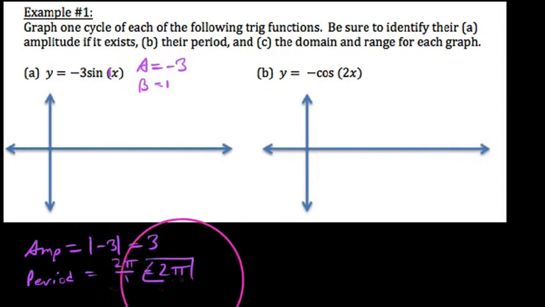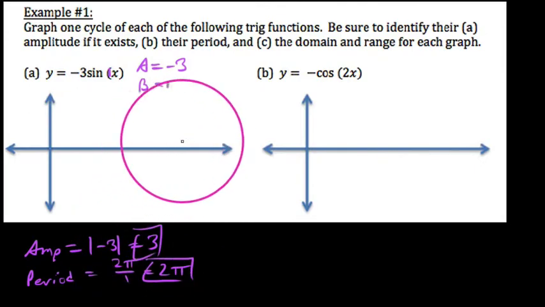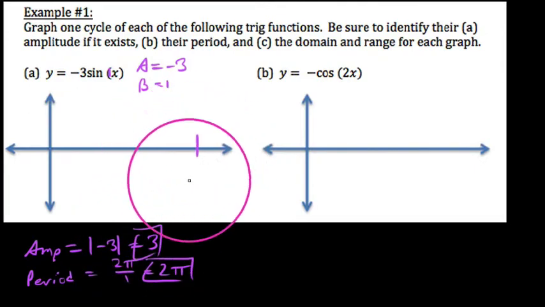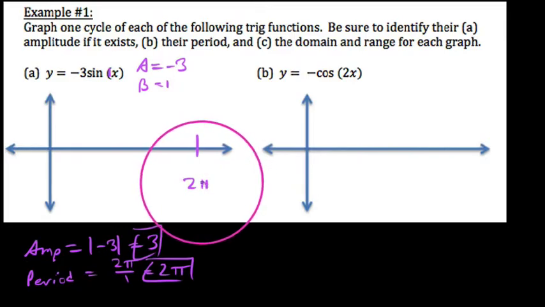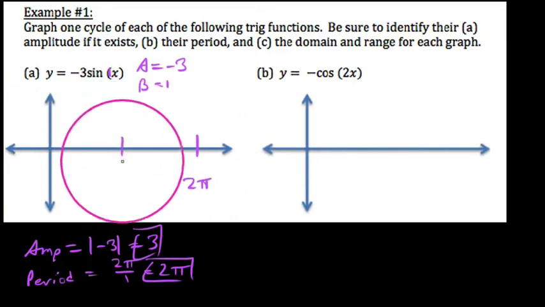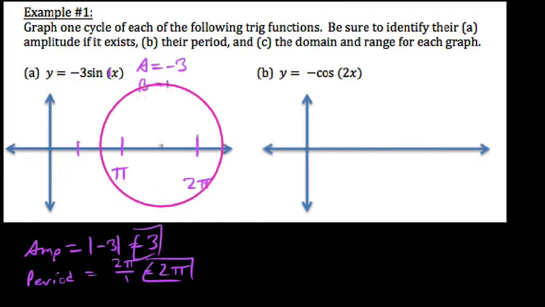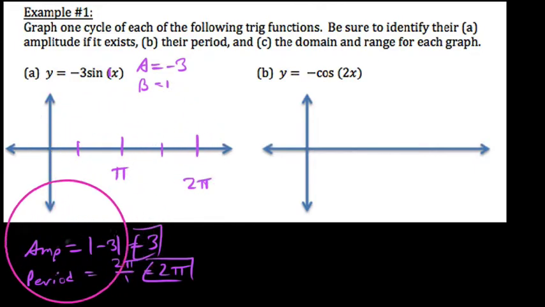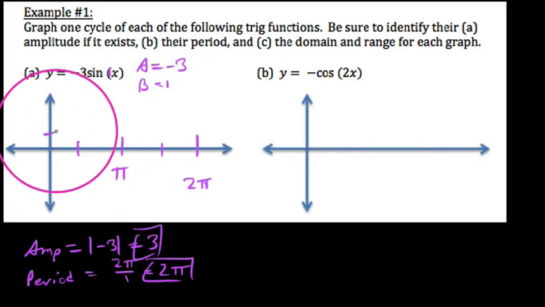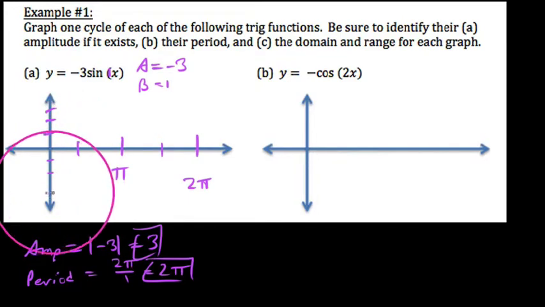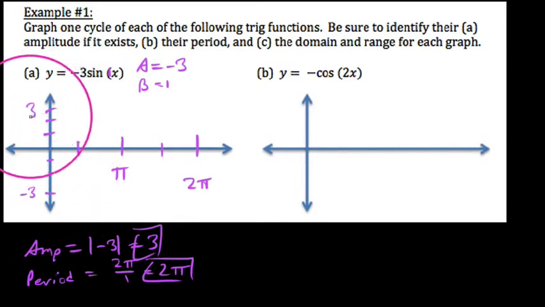So we're identifying these things so that when we go graph this, here's what we always do. We go out one period length past where you're starting from, in this case 0, and then we cut that in half, so this is pi, and then you cut those halves in half, so like pi halves increments. And I notice that the amplitude here is 3, so we're going to go 3 above and 3 below on this graph here. So we say this is -3, this is +3.